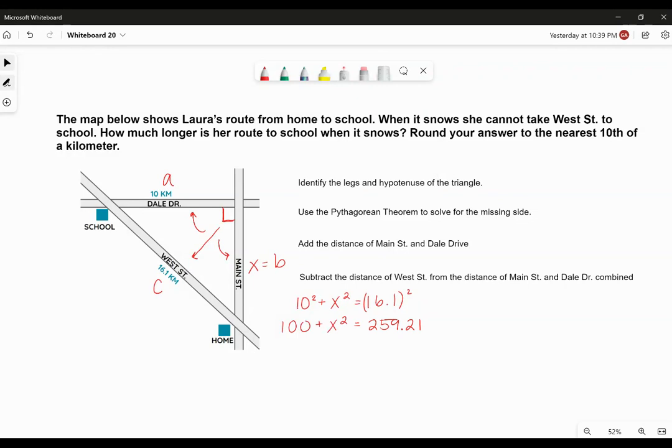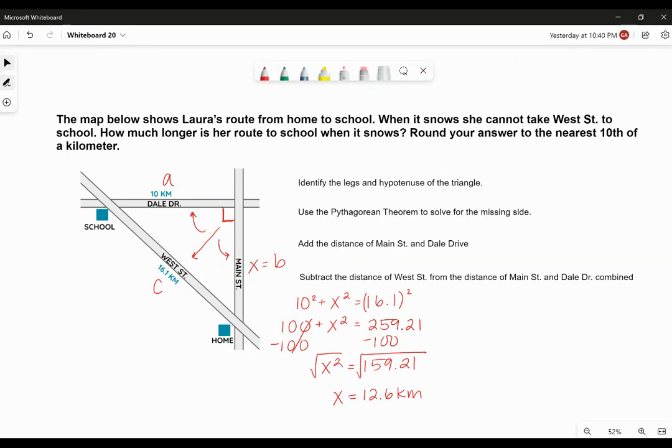In order to get x squared alone, we need to do some inverse operations by subtracting 100 from both sides. And we end up with x squared being equal to 159.21. If I take the square root of both sides to get rid of that exponent, we find out that our distance on Main Street that Laura is going to walk is 12.61784451. So we have this non-terminating decimal, but we're rounding to the nearest tenth, so it doesn't really matter. We end up with 12.6 kilometers as the distance that she'll walk on Main Street.